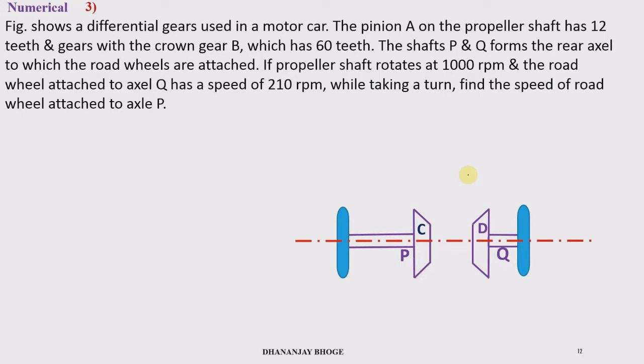Next, we will draw the gear D, which is coaxial with gear C. Gear D is attached to axle Q, which is also the rear axle of your vehicle. So PQ forms the rear axle to which the rear wheels are attached. C is mounted on P and D is mounted on Q. Both the gears or shafts are coaxial.